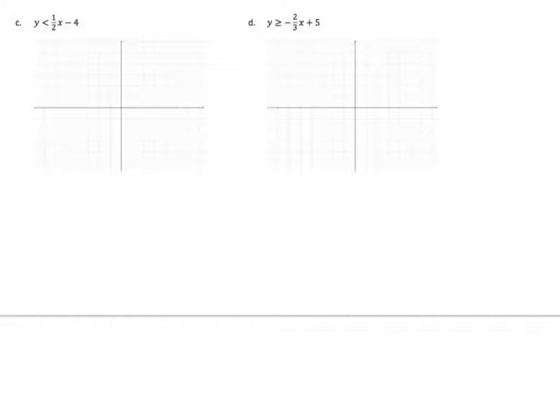Two more, a little bit more difficult. y is less than or equal to 1/2 x minus 4. First I'm going to graph equal to. I go down to my y-intercept at -4. 1, 2, 3, 4. Put a dot. And then I'm going to use my slope, rise over run, to graph the rest of it. So rise of 1, run of 2, rise of 1, run of 2, rise of 1, run of 2. Okay, down 1, left 2 works also. And this is just less than, so I'm going to put a dashed line.